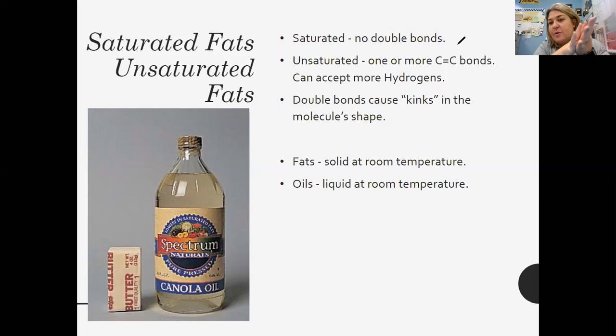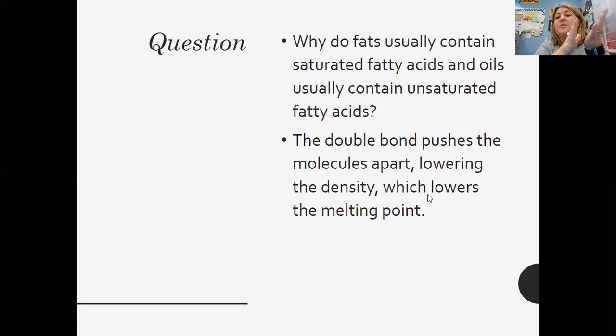Fats tend to be solid at room temperature, like butter. Oils like canola oil or vegetable oil or peanut oil tend to be liquid at room temperature. And the reason why is because of those double bonds. Fats are usually solid at room temperature because there are no double bonds. Everything lays nice and neat.